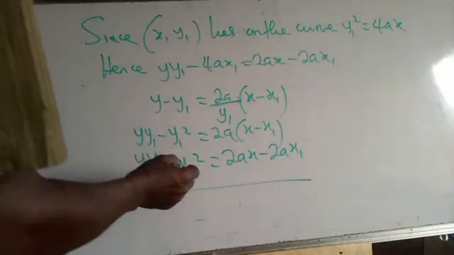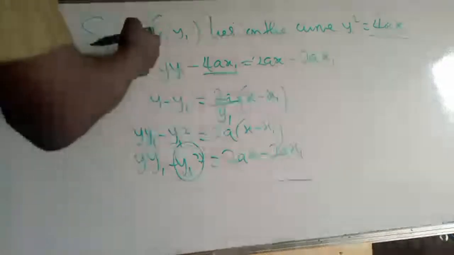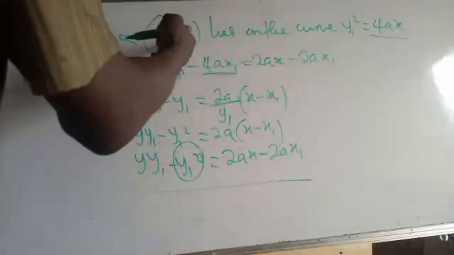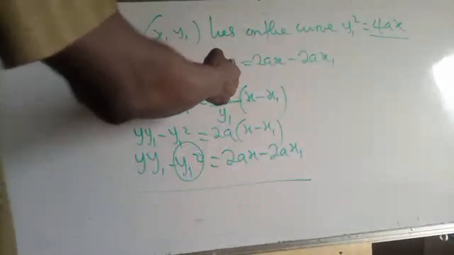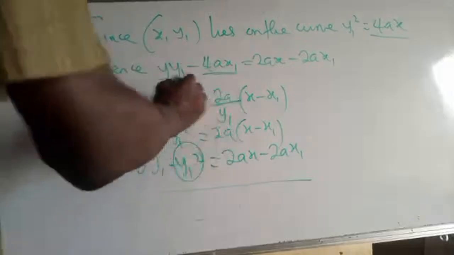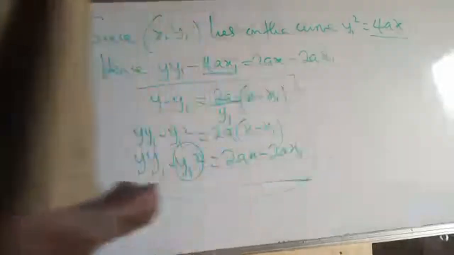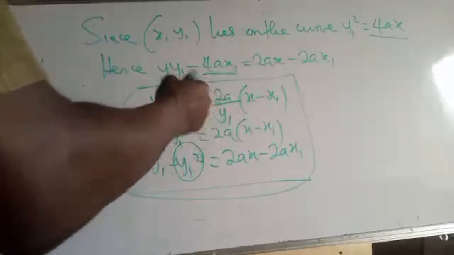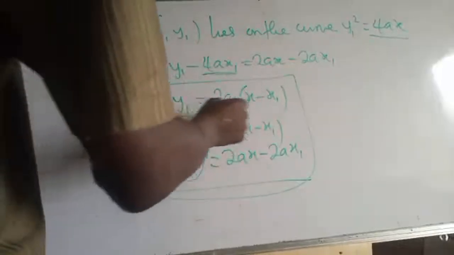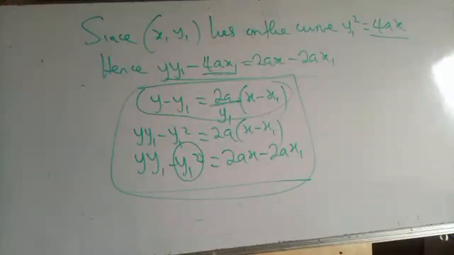And our y1 square is originally 4ax. That's why we have this. But on the curve x1, y1, your x will change to x1. It's as simple as that. So this one is what gives us this one. So it's the same. You can just look at it. So we can write the equation of our normal as this, or we write it like this. It's the same thing as far as the curve equation is concerned.